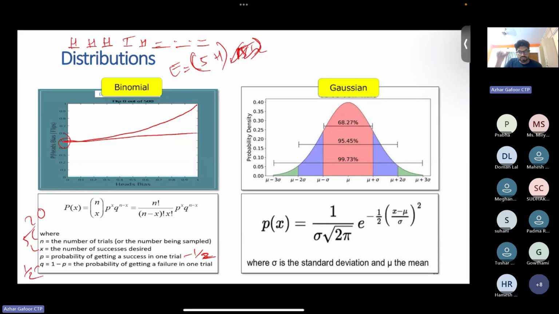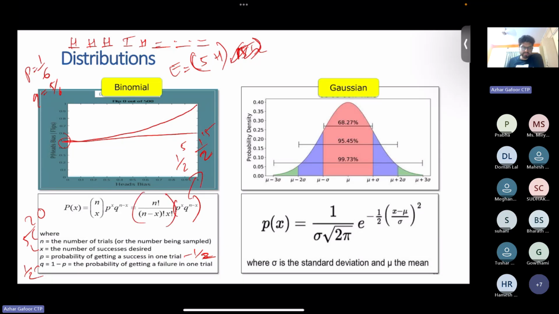But let's say we are taking the example of a die, and our desired success is getting the number 1. So in that case, p will be 1 by 6 and q will be 5 by 6. So it can change. Now, we know how this comes, right? It is just 1 by 2 raised to the number of successes and 1 by 2 raised to the number of failures. n minus x is 20 minus 5, that will be 15. So we know how this term comes.